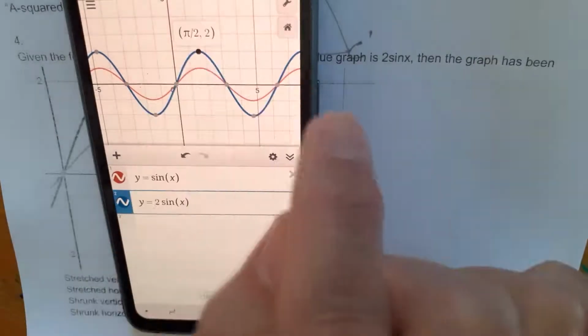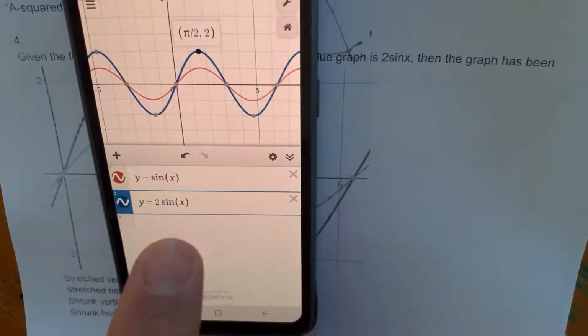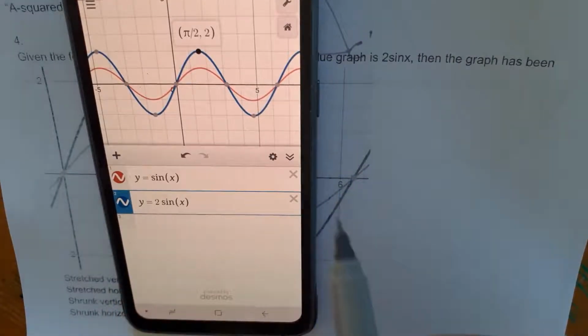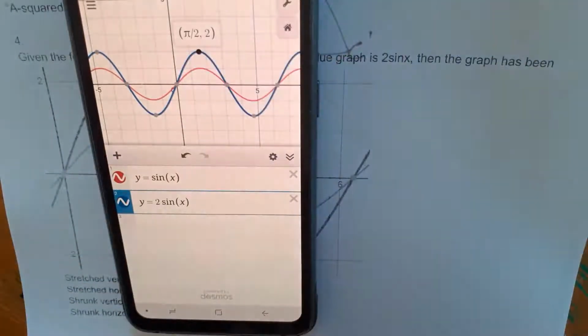So we can actually find out where these points are. Pi over 2. Look at that, comma 2. We're not going to get into that. We're simply going to deal with, has this graph been stretched horizontally or vertically? That's all we're going to do.